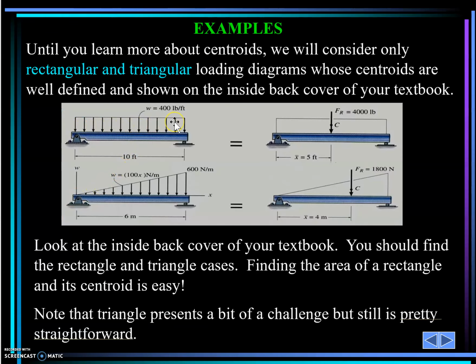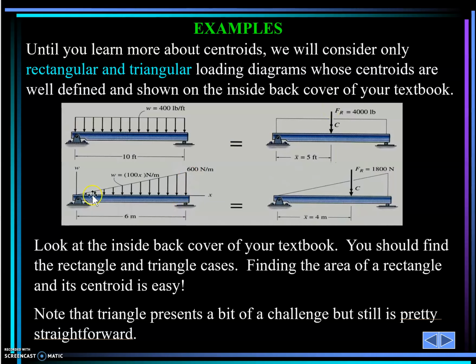If you have a uniform distributed load of 400 pounds per foot, and we ask you what is the equivalent force and at what point, all you need to do is multiply the 400, which is the vertical, times the 10. 400 times 10 gives you 4,000. That is the force. At what location? Midpoint, which is at 5. So done with the top part, okay?